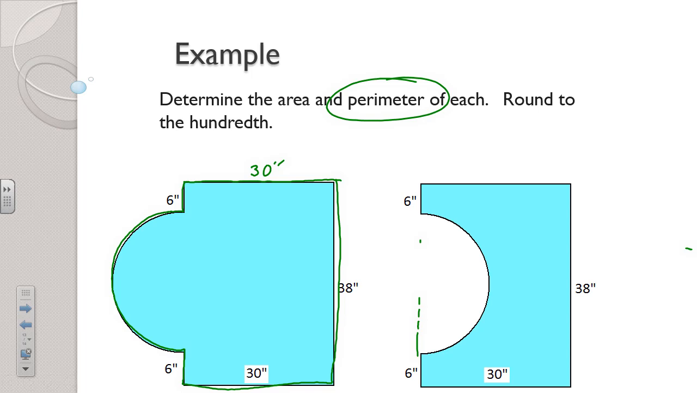Now we already established from our work with area that the diameter here was 26 inches. And so the length of this arc will be pi times 26. That's if there was a whole circle here, which there's not. So we're going to divide that by 2. And so that leaves us with an arc length of 40.84 inches.